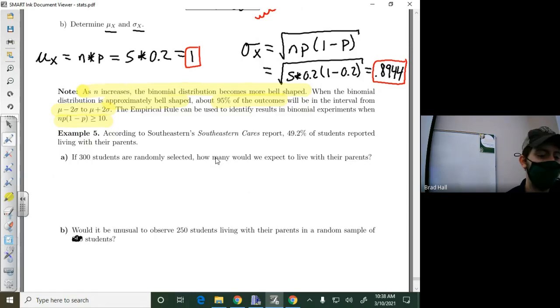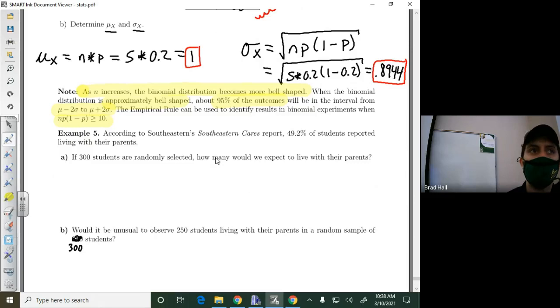So let's look at example 5 and see how this is applied. Again, on the Southeastern survey page, they have a report that they released called Southeastern Cares, and 49.2% of students, these weren't necessarily incoming freshmen, but just students who took the survey, I believe it was about 500, reported that they live with their parents still. So if 300 students are randomly selected, how many would we expect to live with their parents?